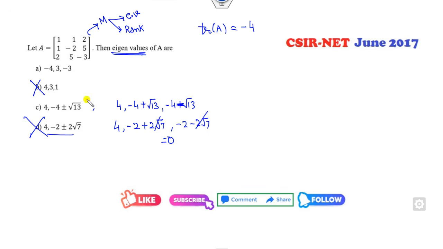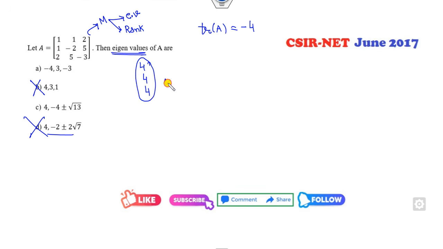Fine. Now for the next option, you have to find the determinant. There is no need to apply A minus lambda I. Firstly check the row sum. What is the row sum? Row sum is 4. So that means 4 is one of the eigenvalues. None of them is 4. So the right option is C, that is my right answer for this problem.